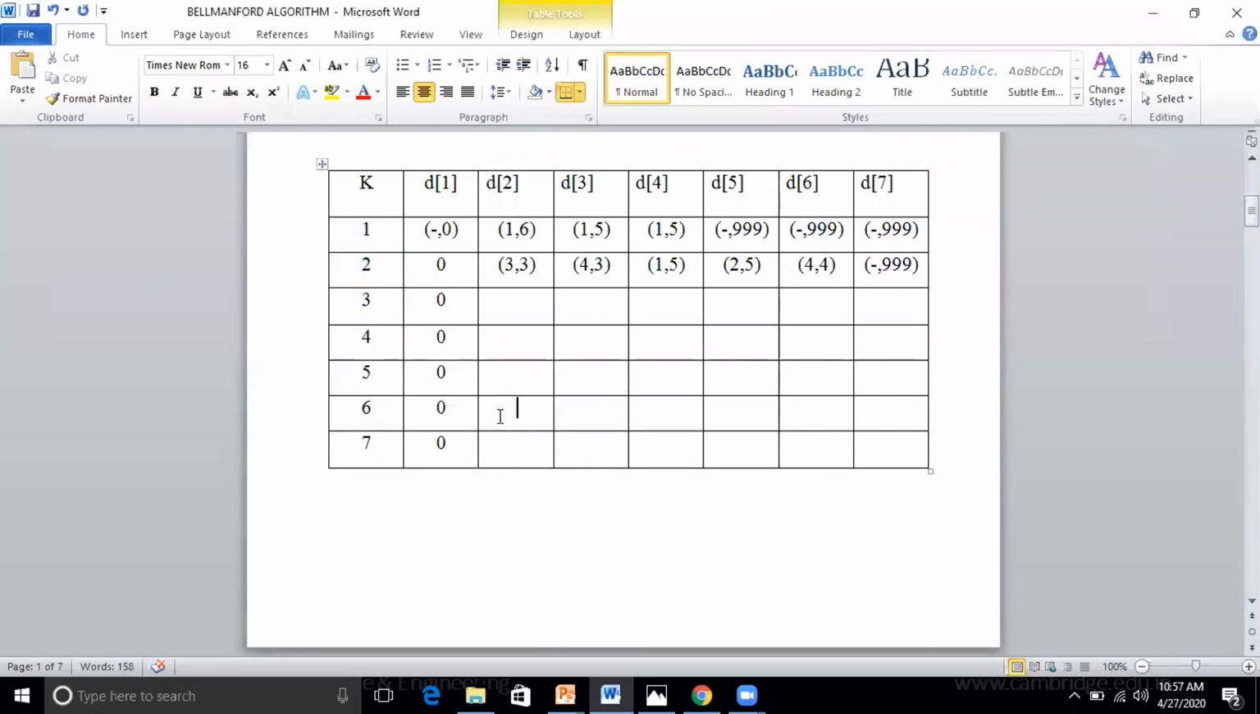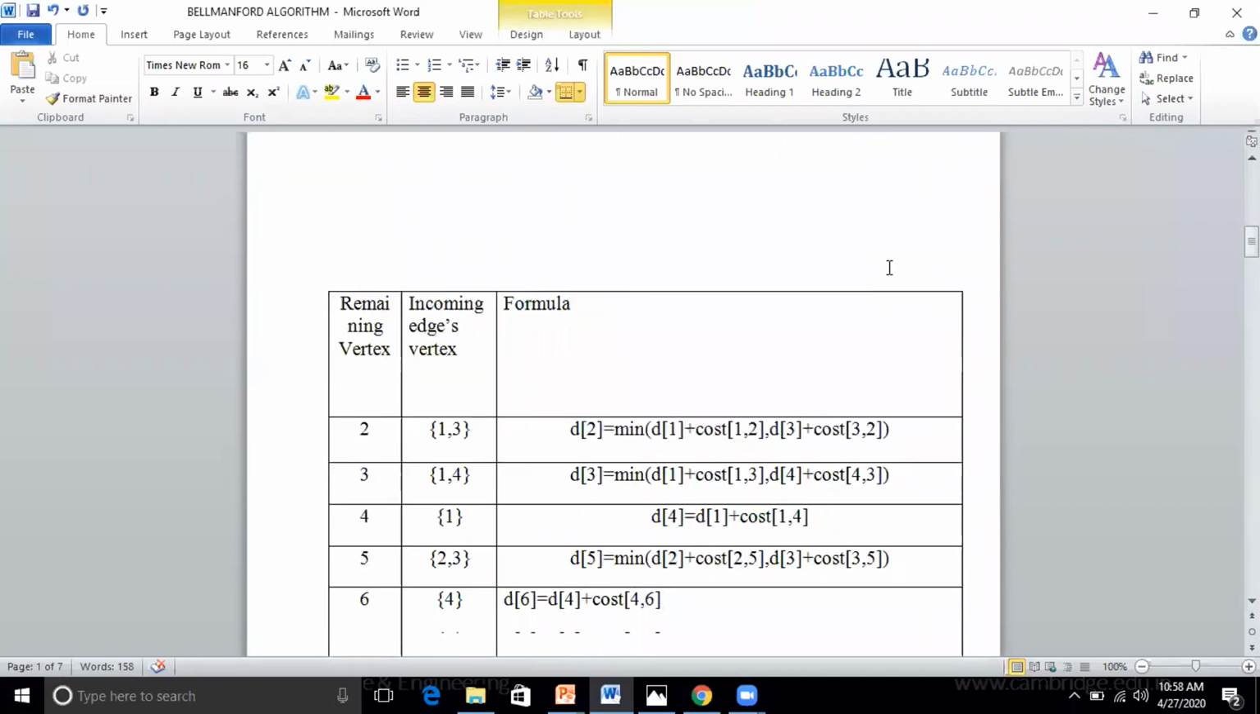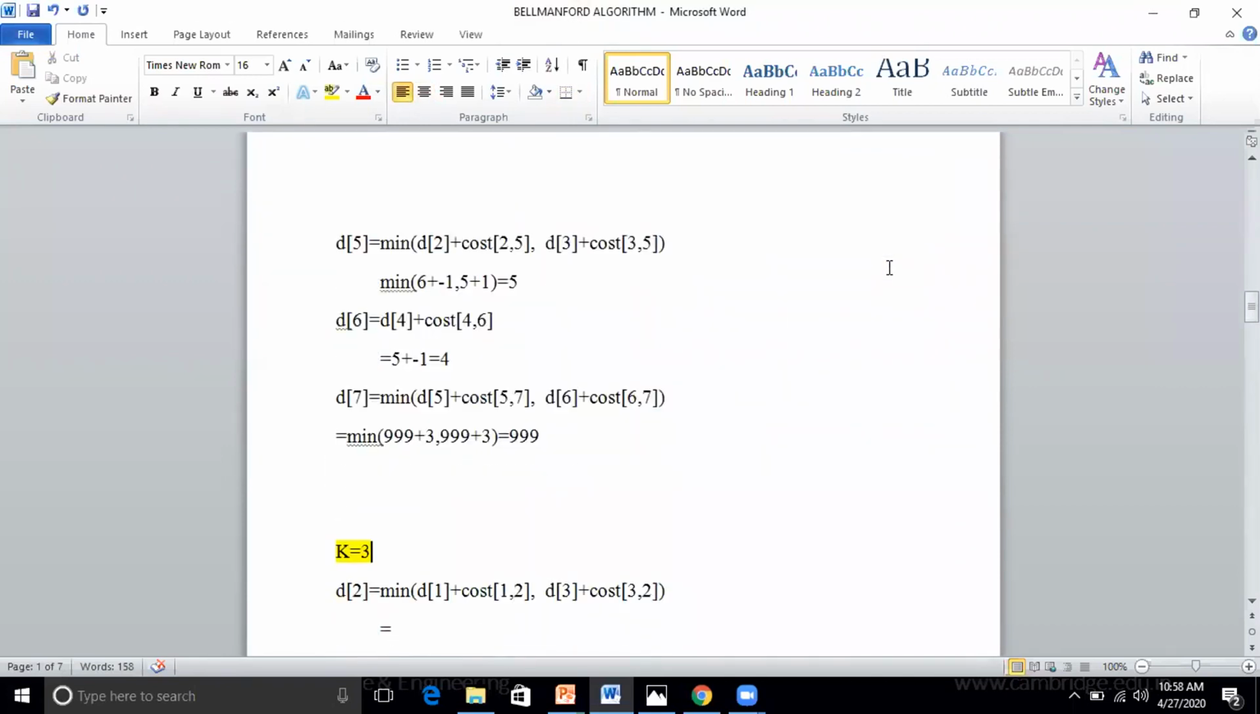Are you following this? Can we go for the second iteration? Yes, sir. The same formula, but I need to consider d of 2 as what? 3, the previous. D of 3 as 3 and D of 4 as 5. Okay. D of 5 as 5, d of 6 as 6, and d of 7 as 999 itself. Okay. So now what I'll do here is, instead of scrolling up, can I write the values?